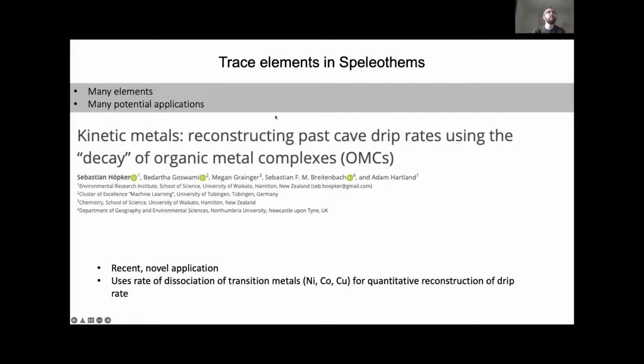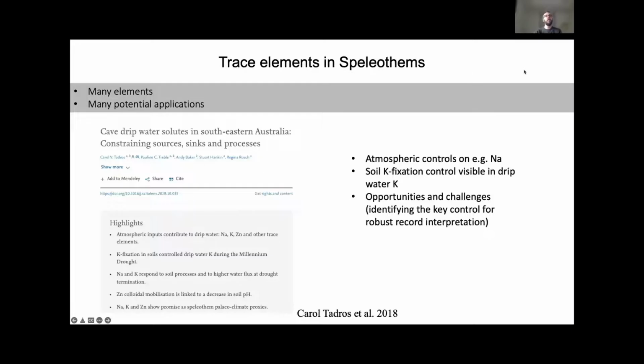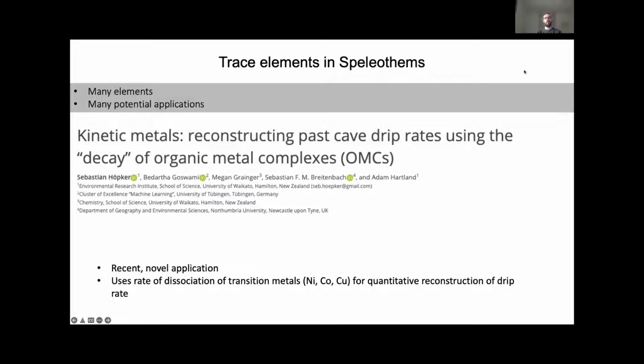Just briefly in these opening slides, the main theme of my talk is that I will be focusing on elements such as magnesium, strontium, and barium, but also calcium isotopes. But I wanted to acknowledge that in this science, there's a huge number of elements to choose from, and also a huge number of applications. Too many to cover in detail, of course, but this is one of them by Sebastian Höpker. I think it looks really exciting and promising. Essentially, it's the use of the rate of dissociation for transition metals for quantitatively reconstructing drip rate. To my knowledge, that is fairly recent, and it's certainly something that I'm excited by.